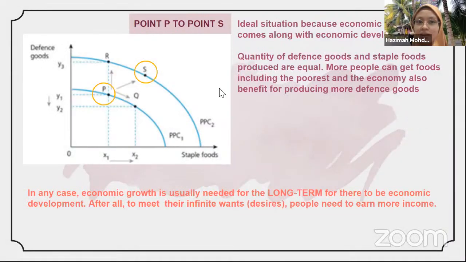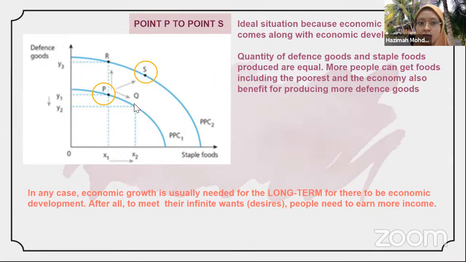Okay, yang ni pula macam tadi, this is an ideal situation because economic growth comes along with economic development. So meaning when we have economic growth here, kita ada economic development also because we can see that the quantity also increase, but the country also reallocates more resources to produce staple food. And then dia punya quantity produced for both item, defense goods and staple food, dia macam balance.